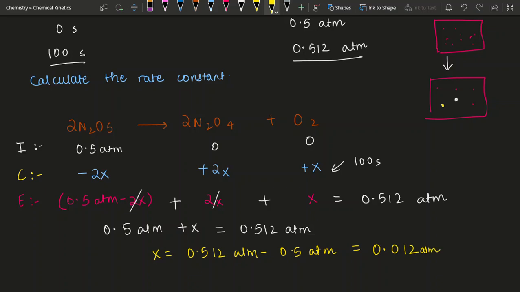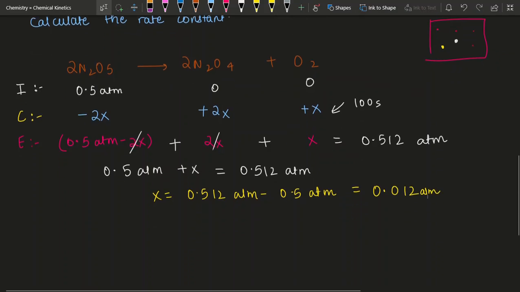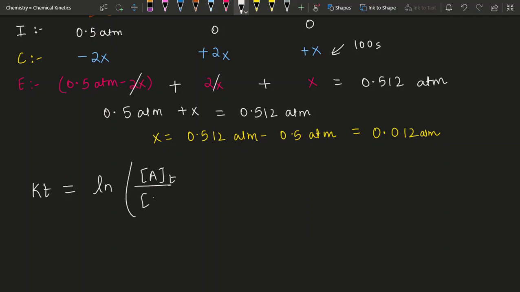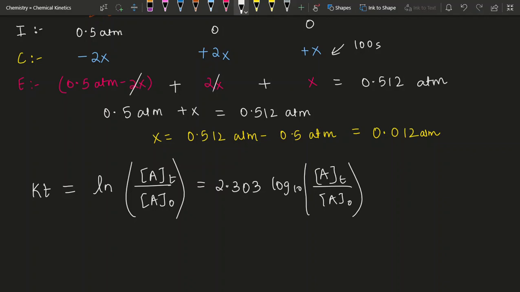And if you want to now figure out what the rate constant is, remember we were talking about the rate constant and time of the reaction in the following expression. So kt equals the natural log of the concentration at time t over the initial concentration. And the other way you could have written this, because you can use log tables that way, is you could also have written this as 2.303 times log to the base 10 of A at t over A naught. Now let's try using the second form of this equation.